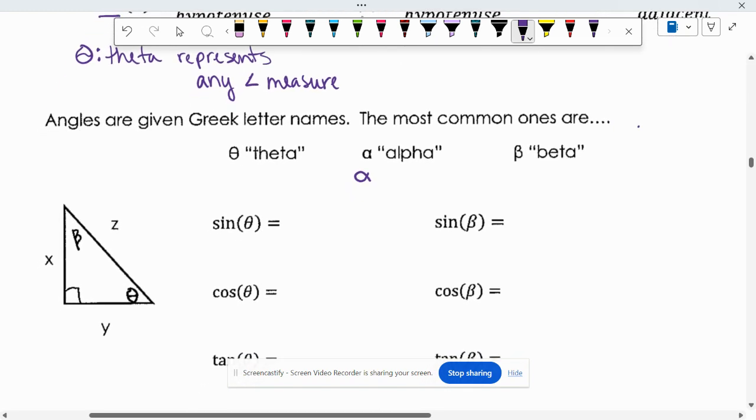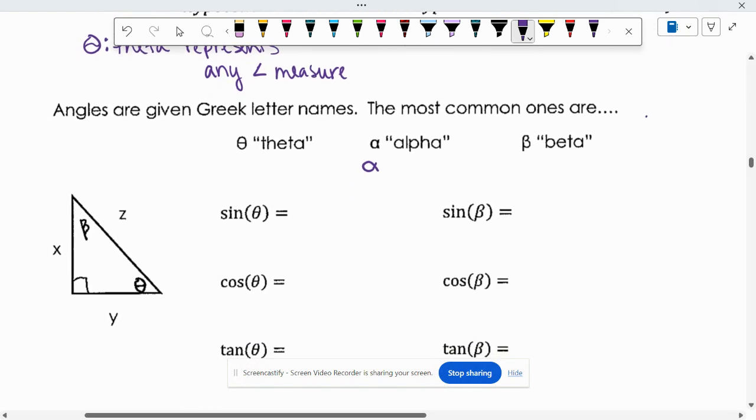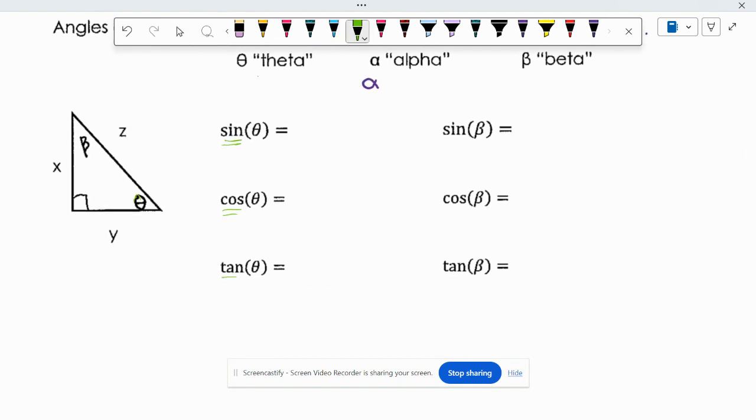Okay? So the first thing that I'm going to do is we're just going to focus on finding these ratios of sine, cosine, and tangent of theta. So I'm going to color this in green because I'm looking at this angle right here. So if I look at angle theta, this angle down here on the bottom, I know that this side right here is the hypotenuse. How do I know that?